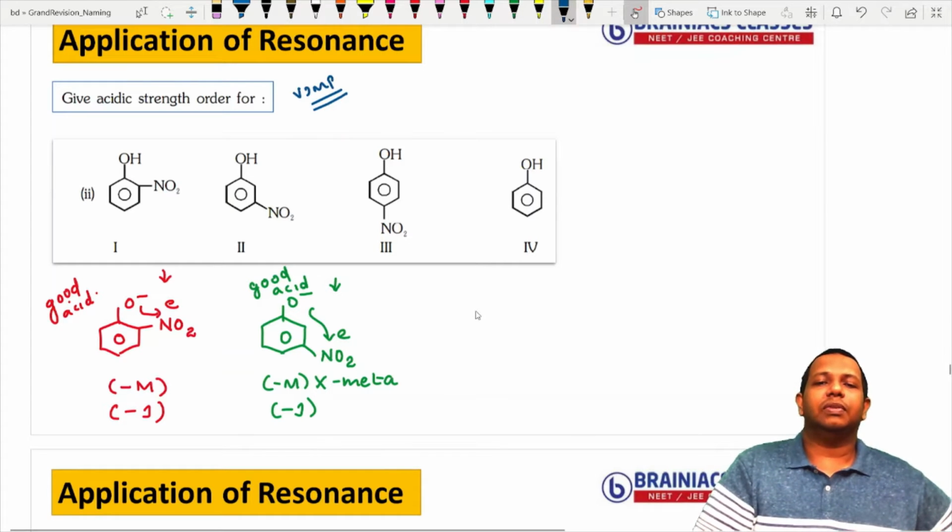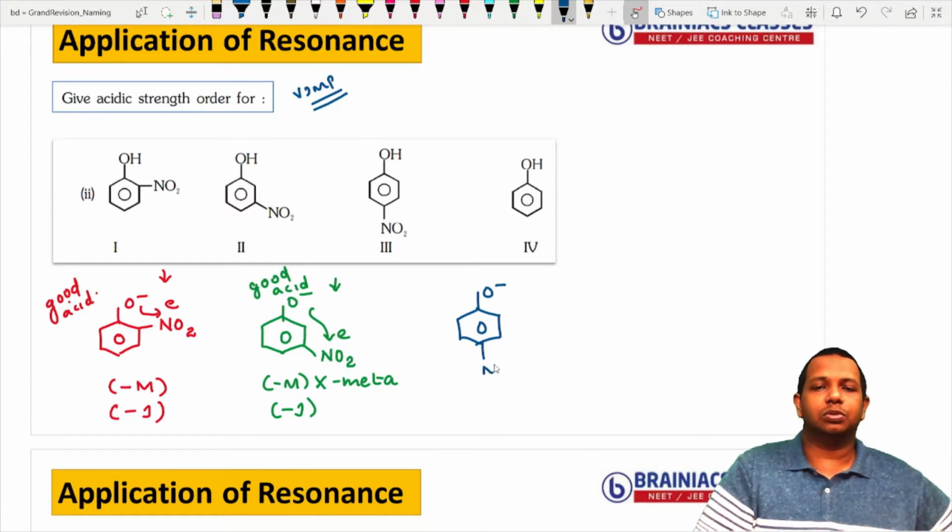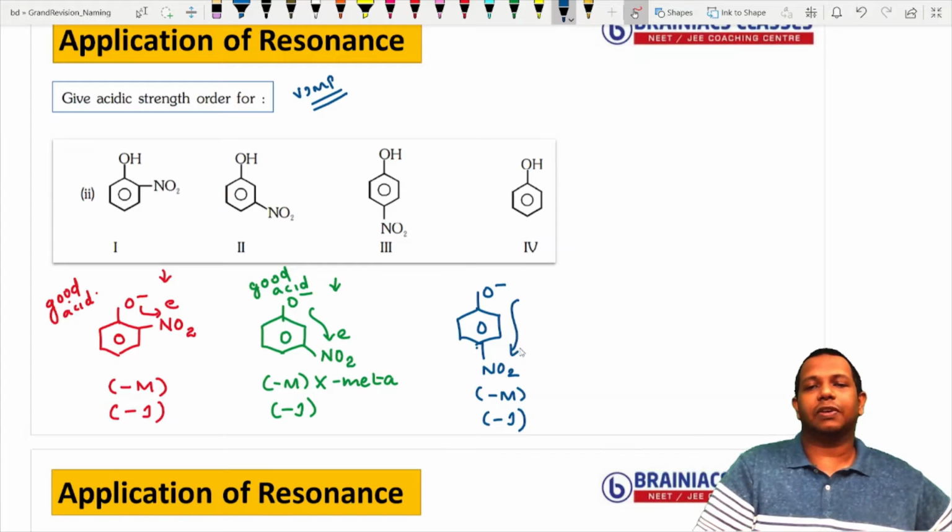So third one we have para-nitrophenol. After giving the H plus, this becomes O minus and you have NO2. And we know that here minus M effect is possible since it is at para position, and minus I effect is also possible. So through both of these effects, electrons are moving in this direction and charge density over here decreases, making it a very good acid.